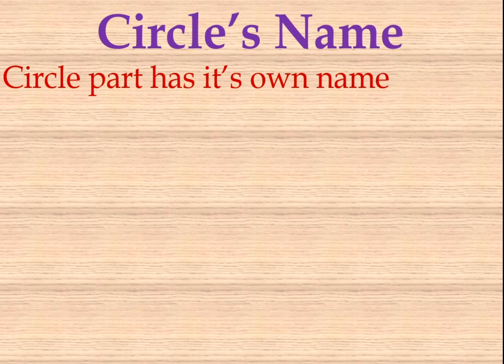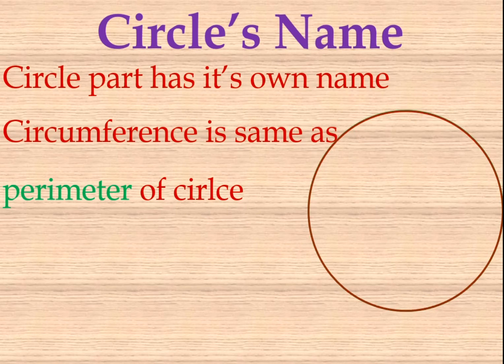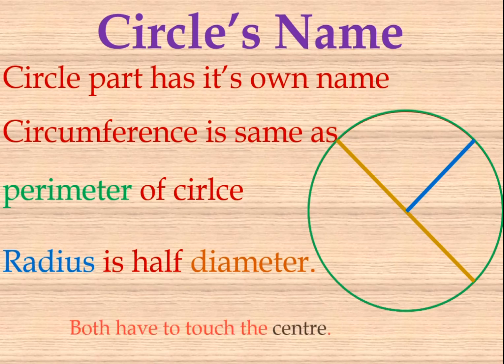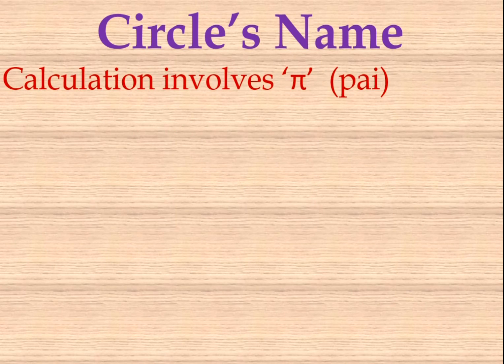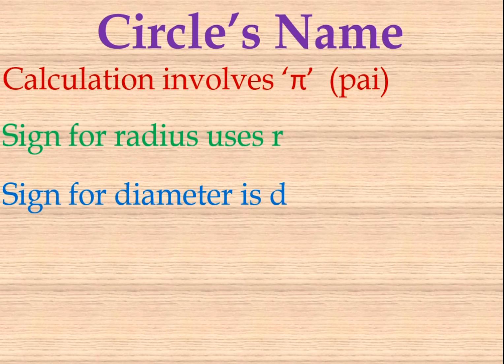Circle parts have their own names. Circumference is the same as the perimeter of a circle. Radius is half the diameter. Both have to touch the center. Calculation involves pi. The sign for radius uses r. The sign for diameter is d.